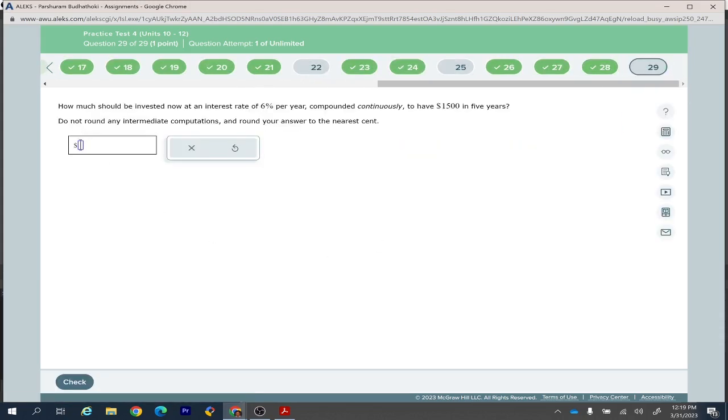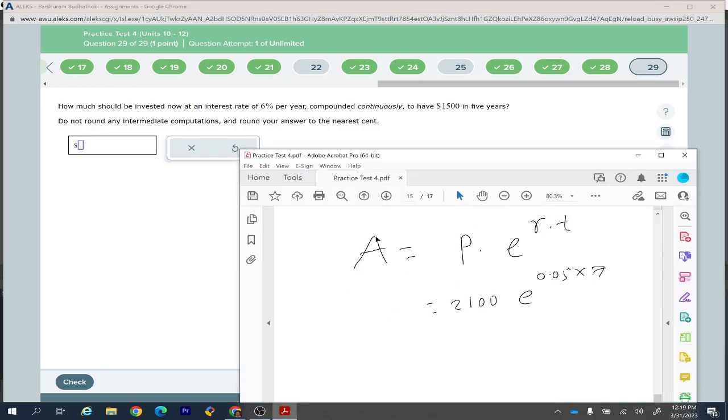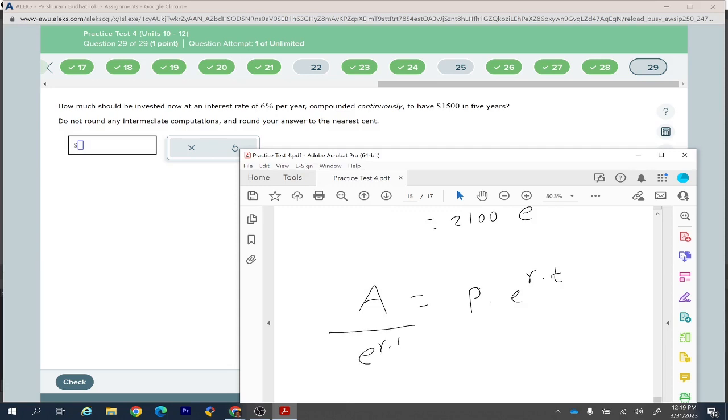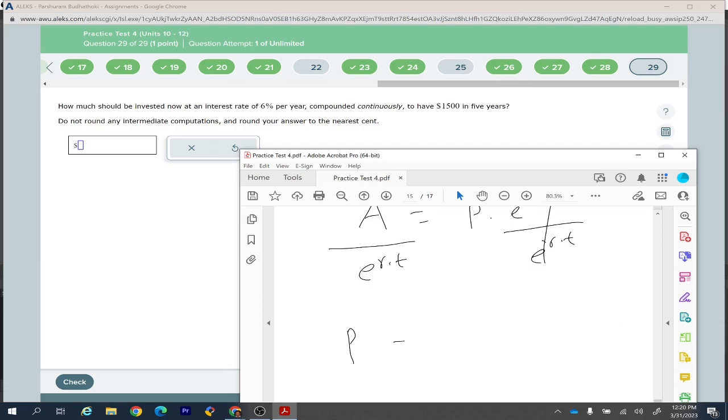So finally, question number 29. How much should be invested now at an interest rate of 6% per year compounded continuously? Very same formula, but instead of finding A, you're finding P. So the formula is A equals P times e to the power r times t. To find P, you just divide both sides by e to the power r times t. That will help us find the initial value P. So how much do you want to make? That's A, which is 1500.